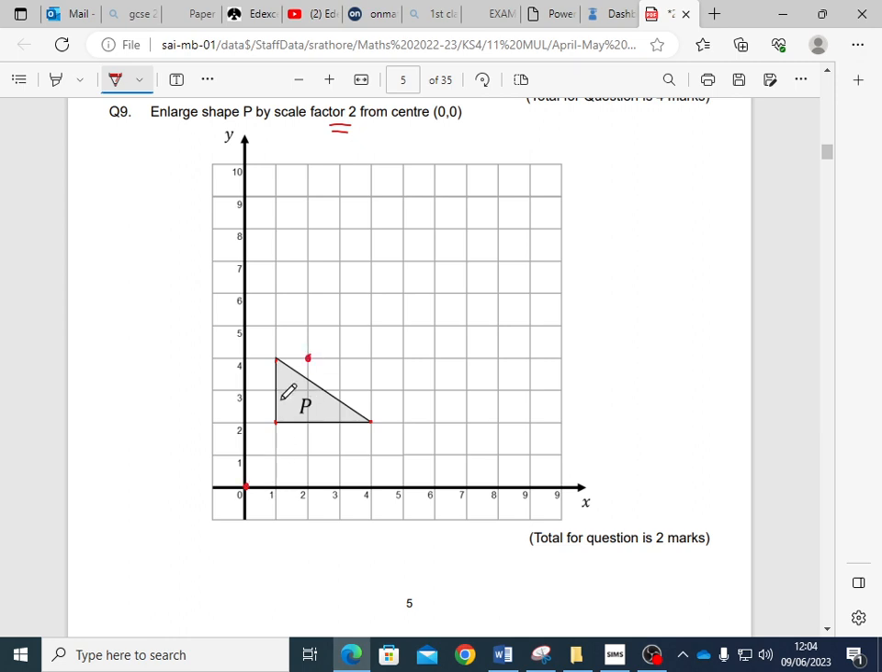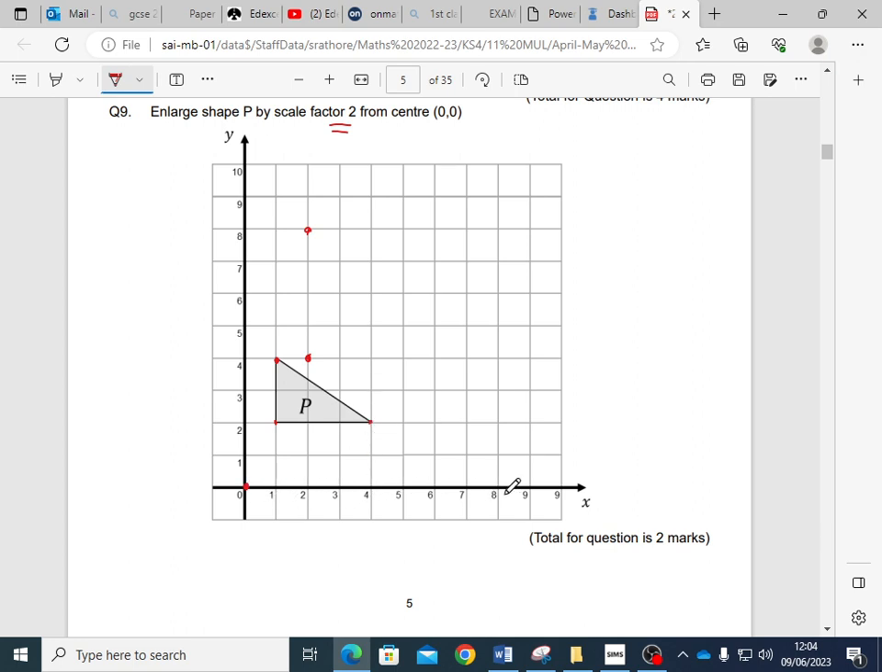This one goes 1 along and 4 up to this point. So instead of 1 along, I'm going to go 2 along. Instead of 4, I'm going to double 4, which will go 8 up. And to get to this corner, you're going to go 4 along, 2 up. So I'm going to double that.